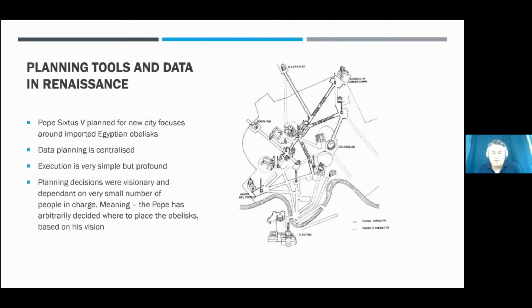This is very important because obviously the planning process today is much different than it was before. However, the political and societal differences are also vastly different. As you can see, the execution of the actual plan was made by one single decision. Pope Sixtus V said, okay, I will bring these Egyptian obelisks and place them on these five points, and you will deliver everything that needs to be done on these places. And that was basically it.